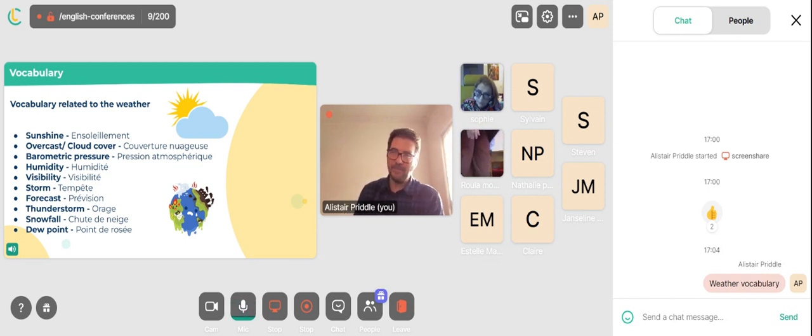Okay, I'm going to read through those vocabulary words again for everybody. Sunshine, overcast, cloud cover, barometric pressure, humidity, visibility, storm, forecast, thunderstorm, snowfall, dew point. Okay, so all good vocabulary words related to the weather.